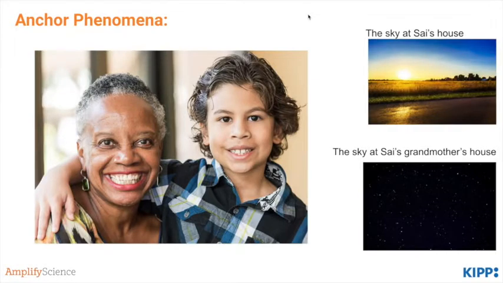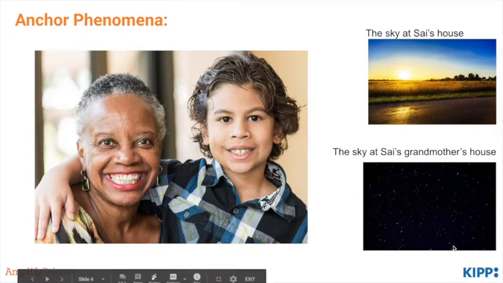In lesson one, we present a situation here. A little boy named Sai likes to video chat with his grandmother after school. And when he calls her, this is what the sky looks like at his house. But at her house, at the same time, the sky is dark. So it's afternoon at Sai's house, and at his grandmother's house, it's nighttime.